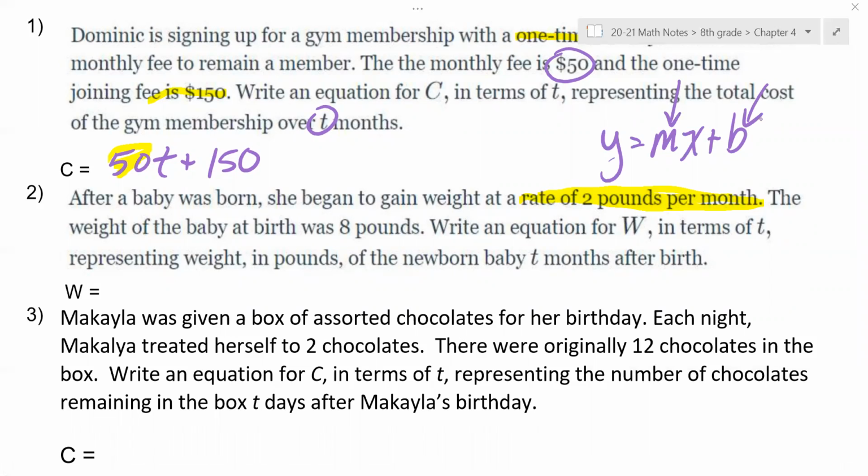Write an equation for W in terms of T, representing weight in pounds of the newborn baby T months after birth. So we know that it's 2 pounds per month, 2T for time. And then they weighed 8 pounds at the very beginning, so that's always going to stay the same.